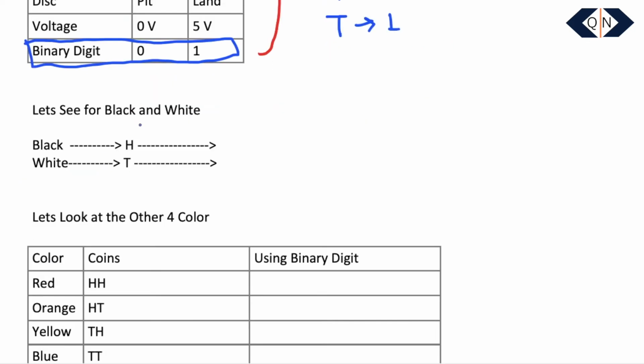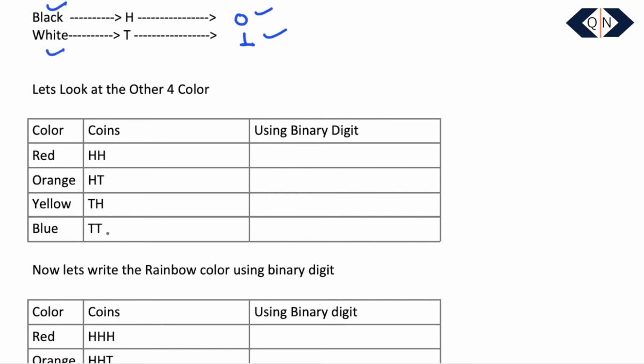So let's see for black and white. In the previous video we assigned black as head and white as tail. So what can we write? Head as 0 and tail as 1. So every black color has now a binary digit of 0 and every white color has a binary digit of 1. So let's look at the other four colors.